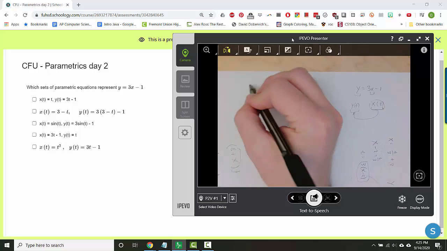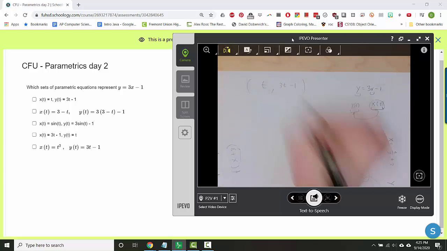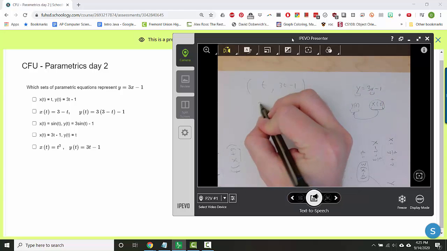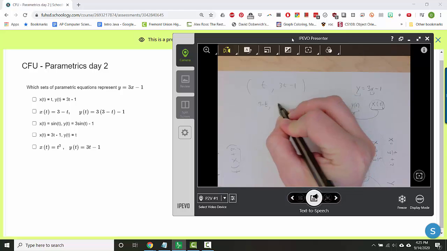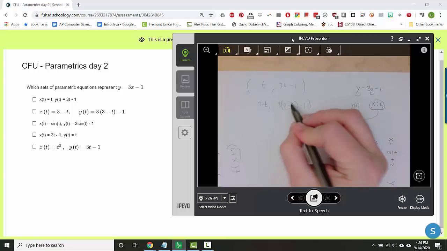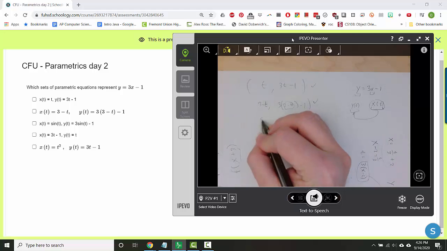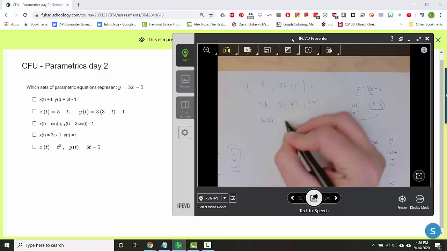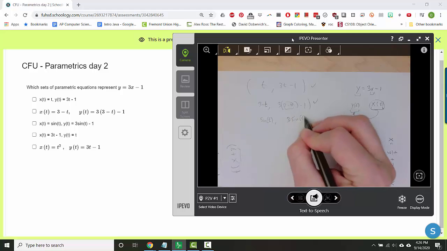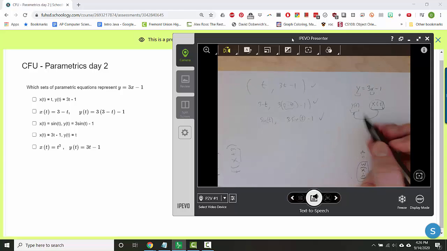So let's take a look. Here we've got when x is t, y is 3t minus 1. And that definitely seems to fit that relationship. So what about when x is 3 minus t, y is 3 times that same thing minus 1, 3 times (3 minus t) minus 1. So that also seems to work. So the first two work. Here I've got when x is sine of t, y is 3 times sine of t minus 1. And that also seems to hold the same relationship. So that one also works.